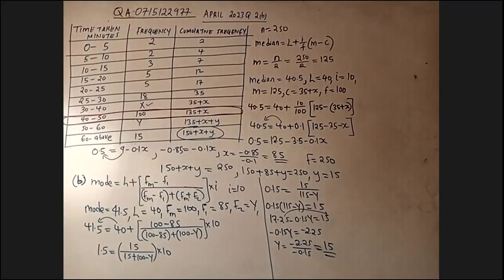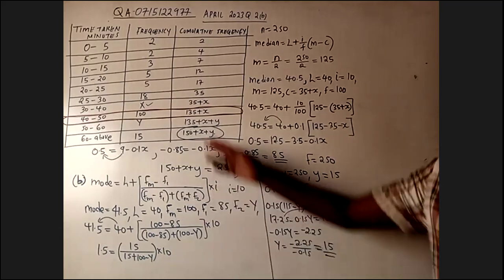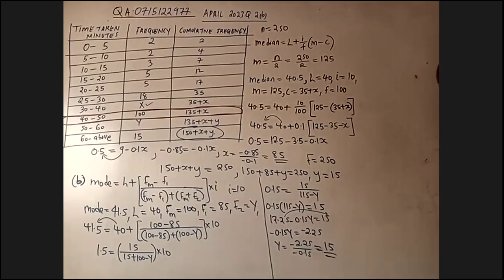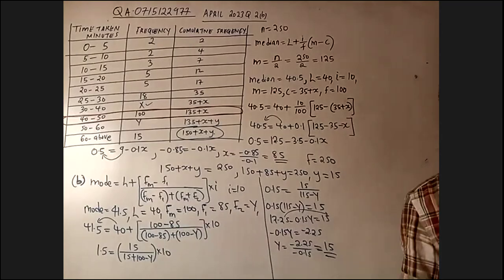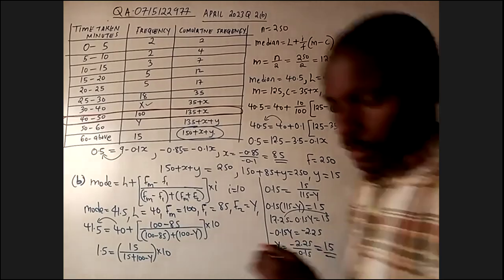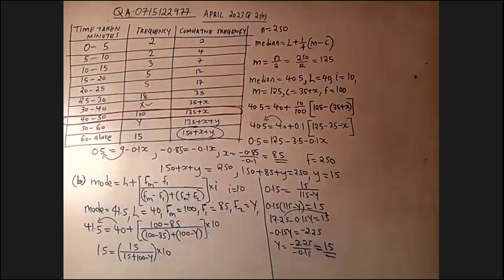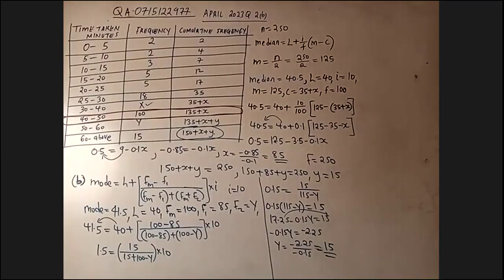Any question concerning that one? So your frequency x is 85, y is 15. When you add the total, it will give you 250. Is that okay? Is that fine? Yes. I think that one is okay.